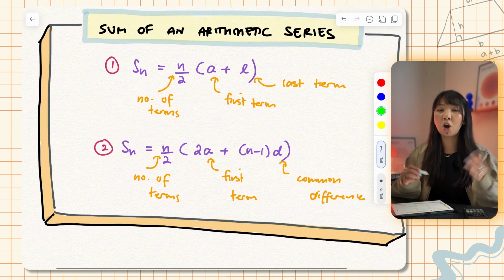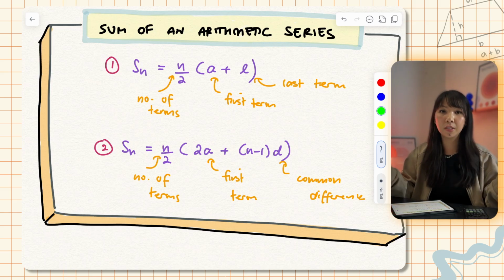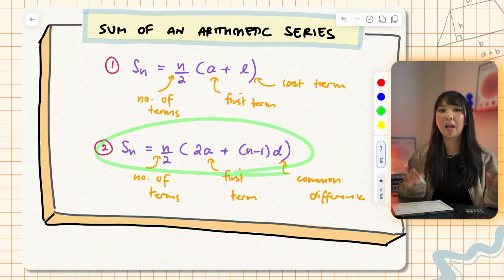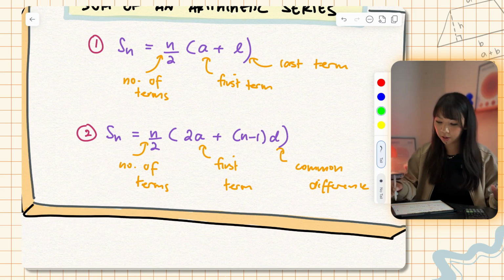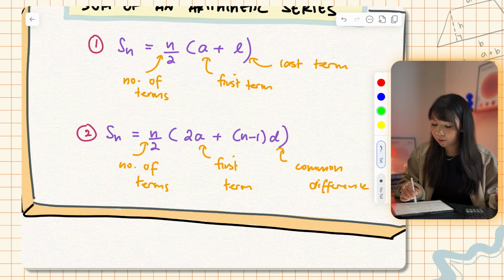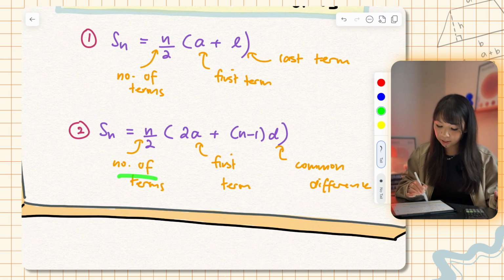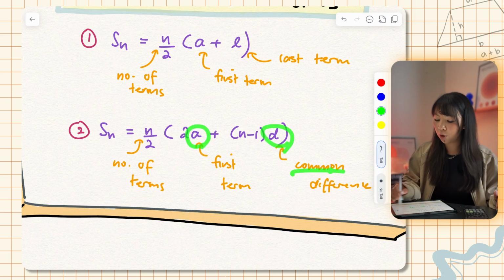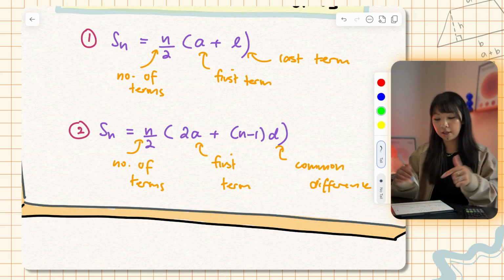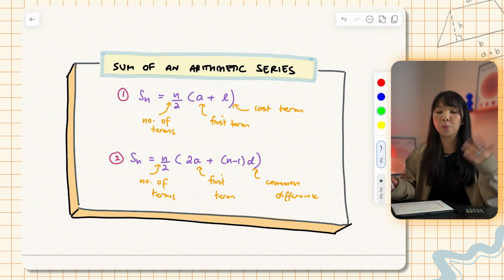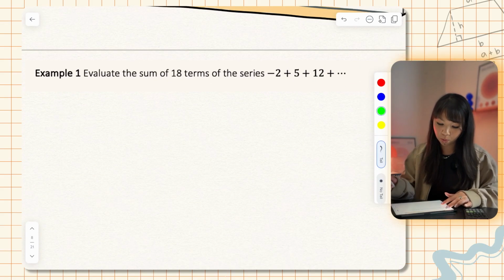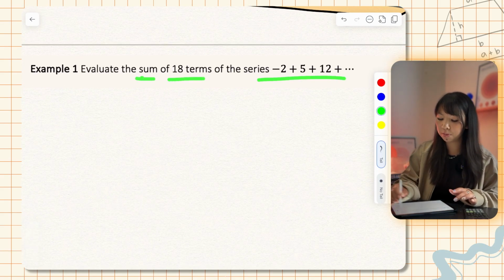So the most common formula for the sum or the series of an arithmetic progression is this one. I know it looks very intimidating, but trust me, the more you do these problems, the more it just sticks. It's given as the series is equal to n over 2 bracket 2a plus n minus 1 d, close bracket. And you can see that n is the number of terms, a is the first term, and d is the common difference. So if you're given the common difference, you use this equation. All right, so let's go ahead and apply them, and let's also determine which one to use. So example 1: evaluate the sum of 18 terms of the following series.